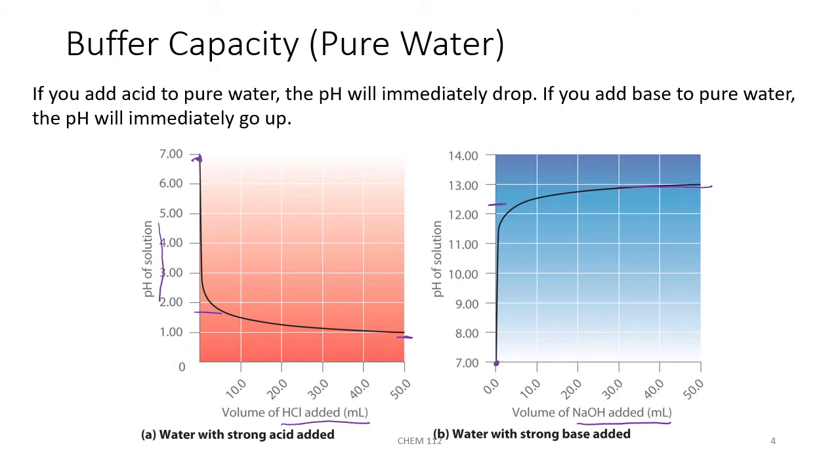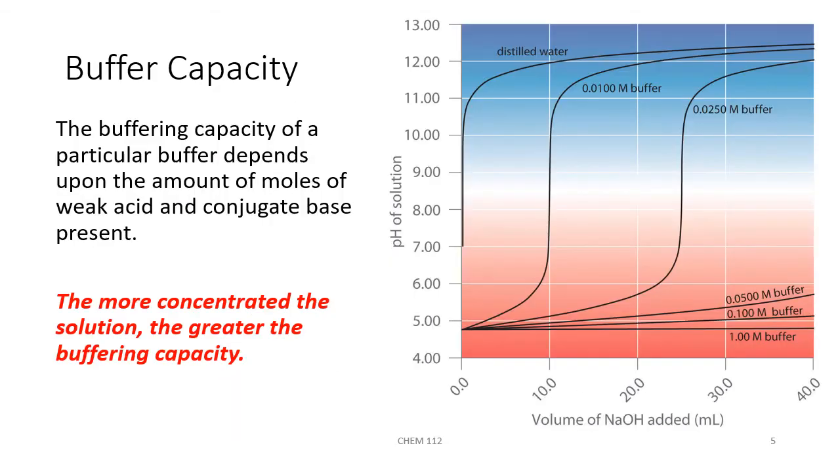This is not what would happen if we had a solution of a weak acid with its conjugate base. The buffering capacity of a buffer will depend directly upon the moles of weak acid and the moles of conjugate base present. So essentially that fraction or that ratio of moles of acid to moles of base. And what we see by looking at the graph on the right is that the more concentrated the buffer solution is, the greater buffering capacity it will have.